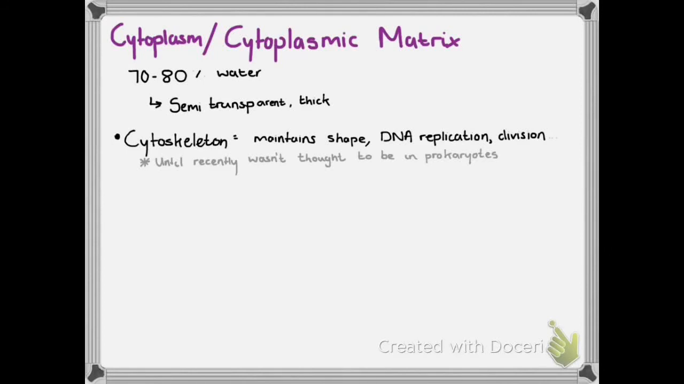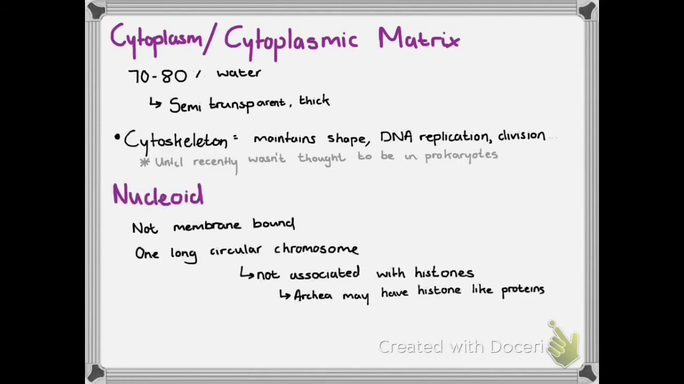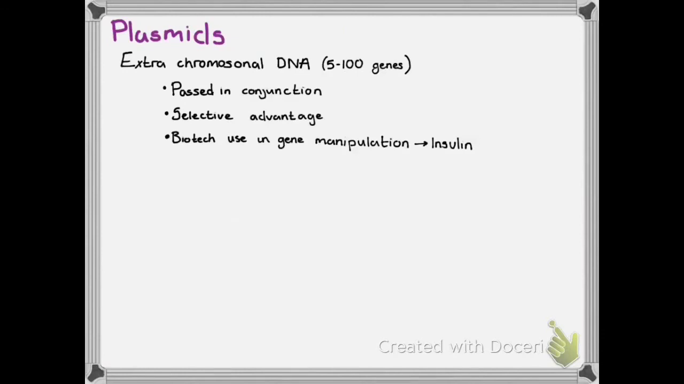And then in your cytoplasm you've got something called a nucleoid, which is a piece of long circular DNA that isn't membrane bound, unlike a nucleus in a eukaryote. Because of this, in your bacteria, it's not at all associated with histones, but in your archaea, it may be associated with some histone-like proteins. And then you may remember me mentioning these regarding the conjugation pili.